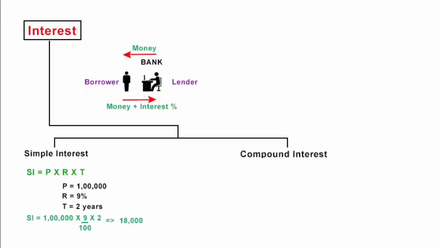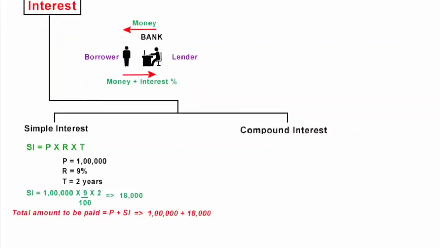So the total amount you will have to pay to the bank after 2 years would be principal amount plus simple interest, which is equal to 1 lakh plus 18,000. That is 1 lakh 18,000 rupees.